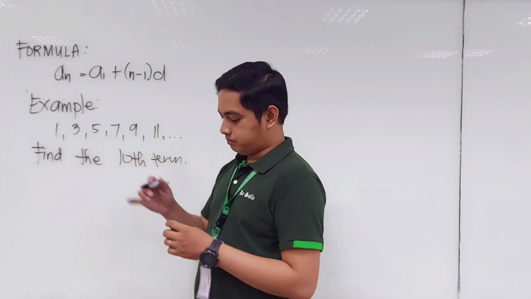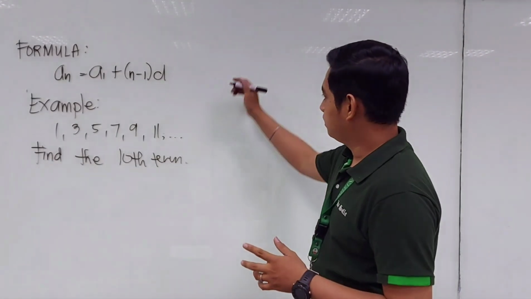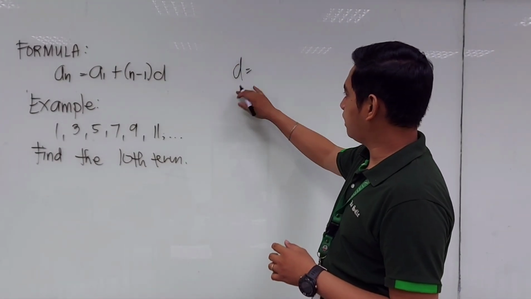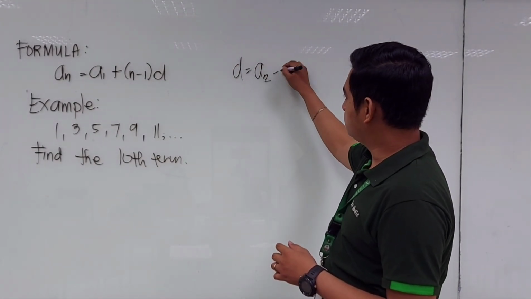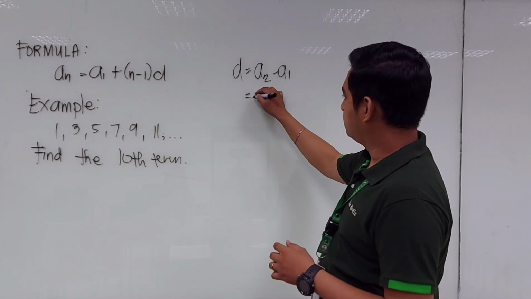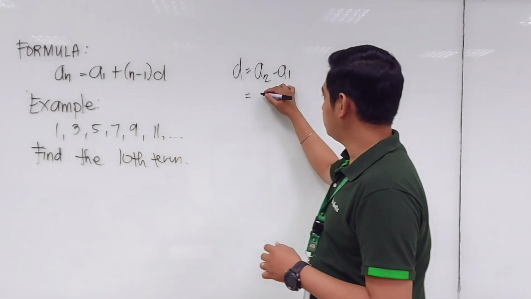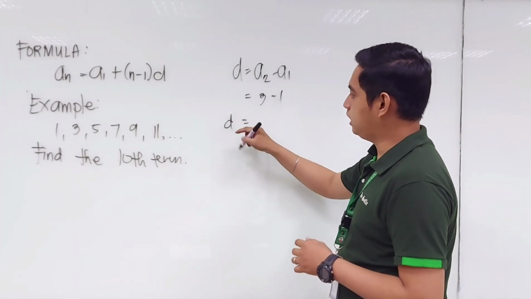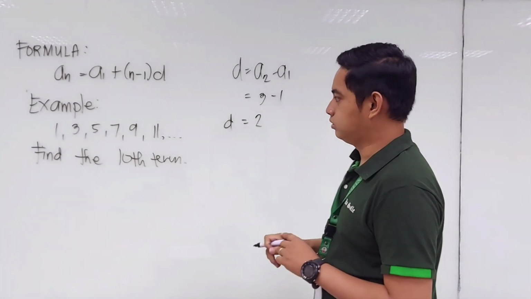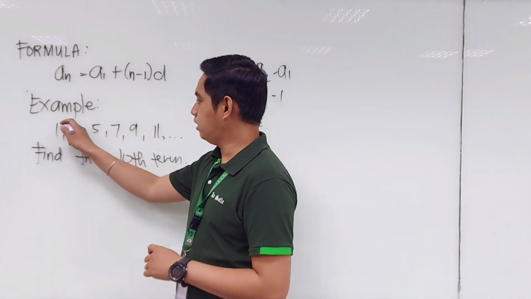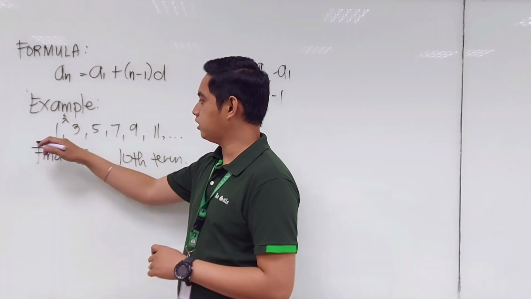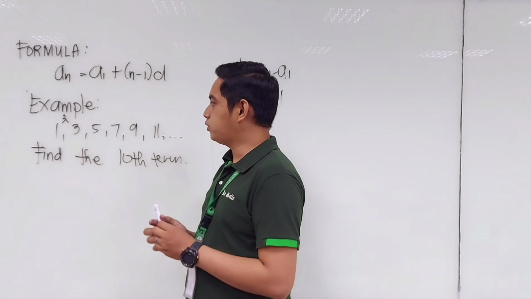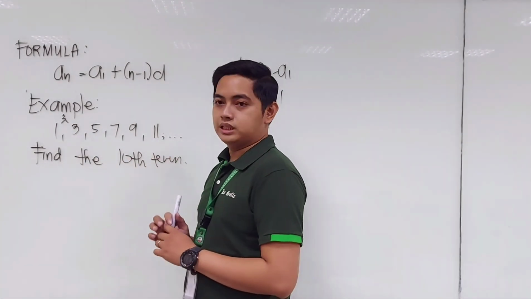So, 3 minus 1. Having this formula, the common difference is a sub 2 minus a sub 1, which is equal to 3 minus 1, our first term. So we have d is equal to 2. So the common difference, or the difference between the second term and the first term, is 2. So we have to do that until the last term.